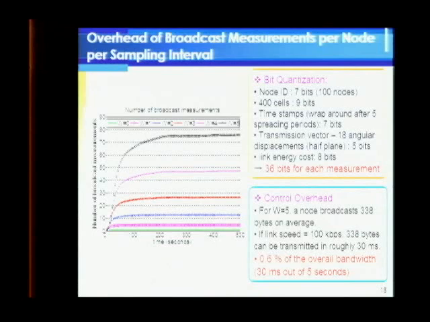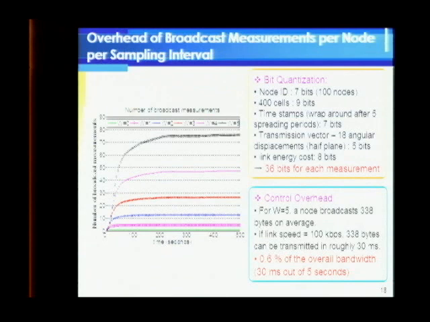You have to timestamp the measurements at least within that W and not get confused. So we wrap around after 5 spreading periods, 7 bits. Transmission vector: you have to quantize the angles, for the direction from each cell. You use 18 angular displacement, 5 bits. Link energy cost, we quantize to 8 bits. So we need 36 bits for each measurement. And each node is broadcasting 75 measurements. So when we multiply, we get 338 bytes on average.